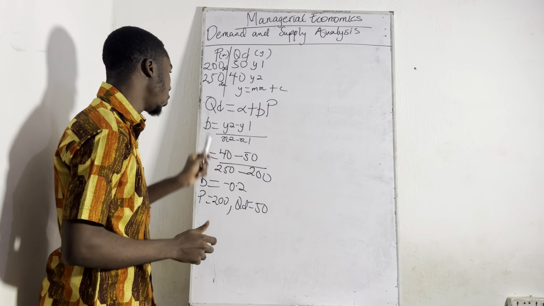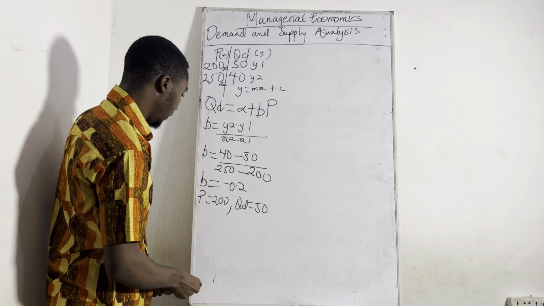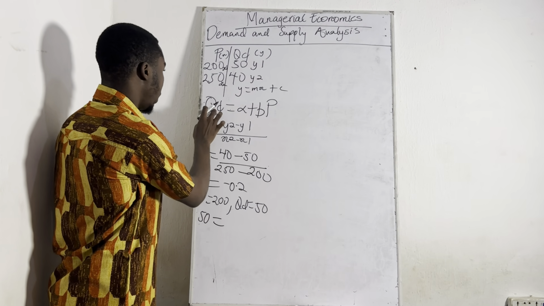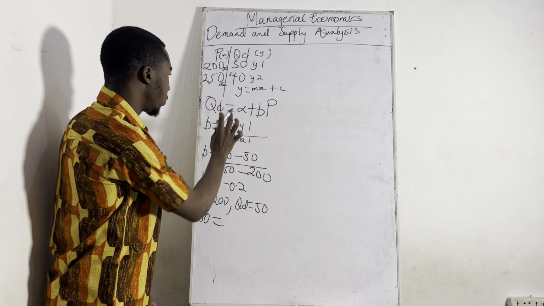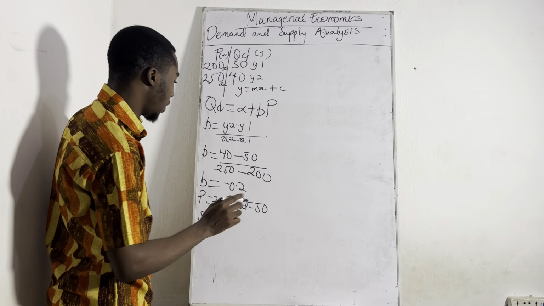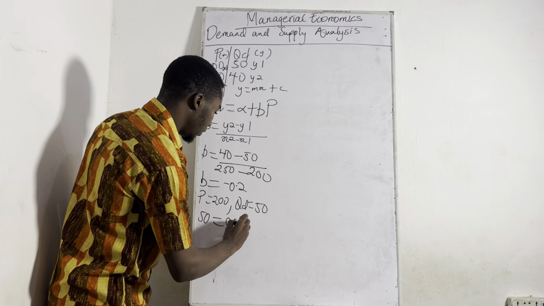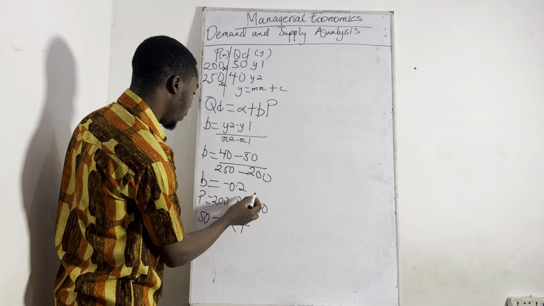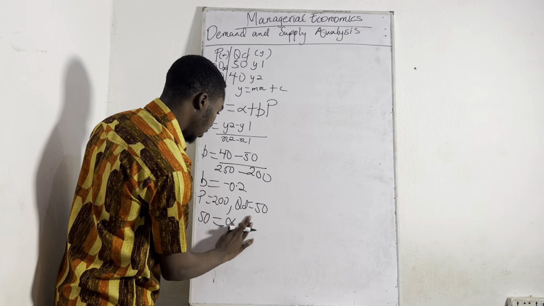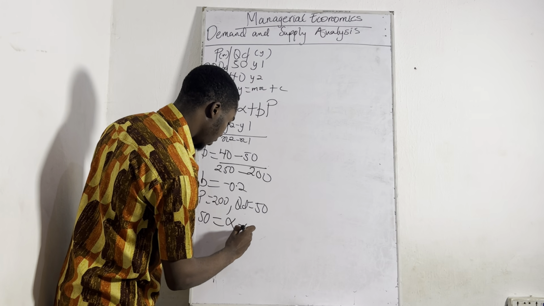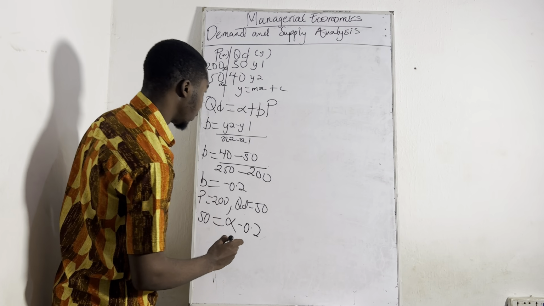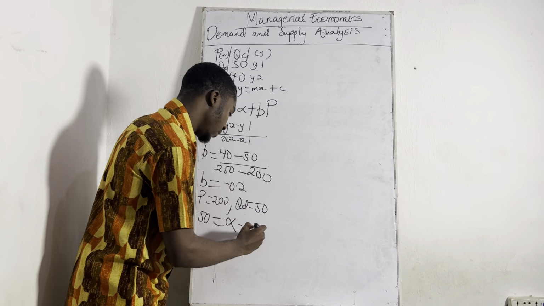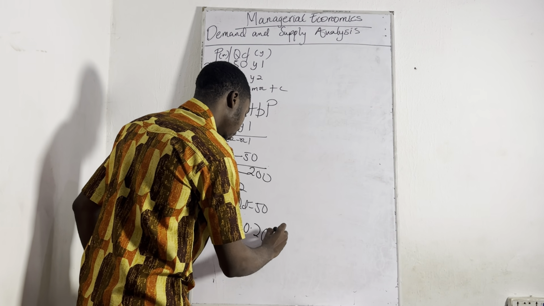Do you get it? So now we know our QD. Our QD is here 50. So we have 50 is equal to, so our QD is 50, that's what I've written, then it's equal to alpha. It's alpha that we are finding for, that one is unknown, so you write our alpha. Then plus our beta. Our beta is what we just solved for, which is negative 0.2. So I can change this to negative 0.2, right? Then our price. Our price is what? 200. So negative 0.2 times 200.